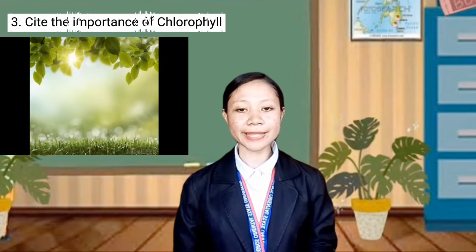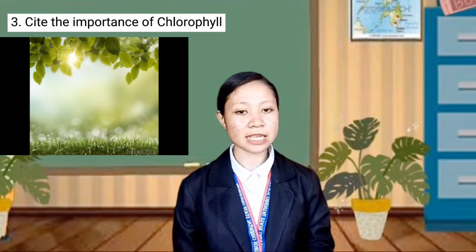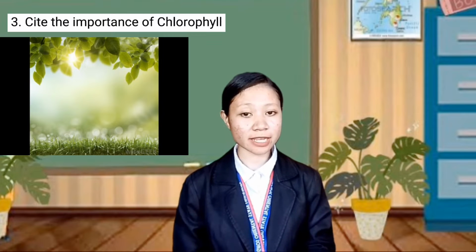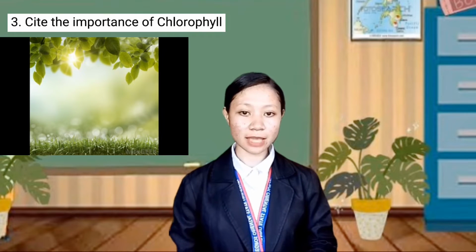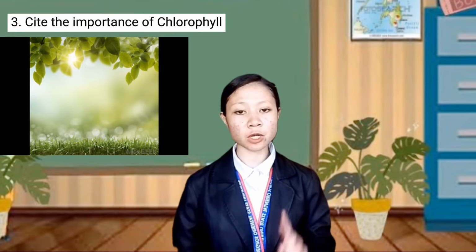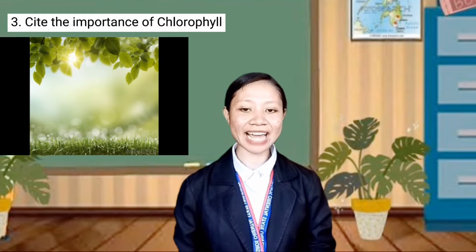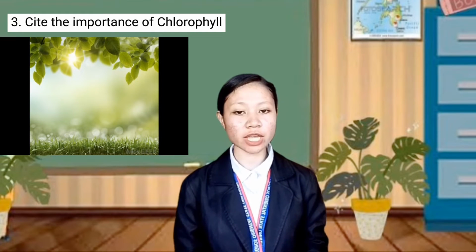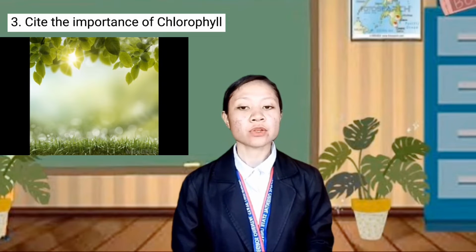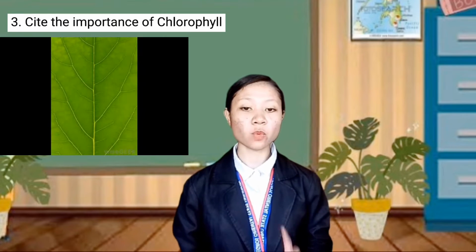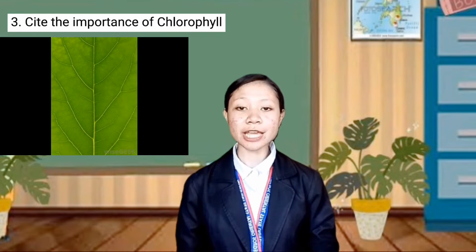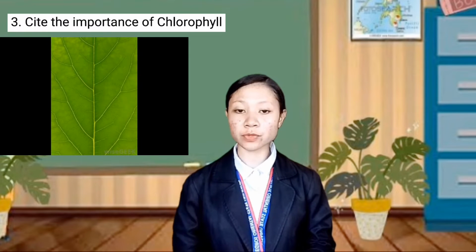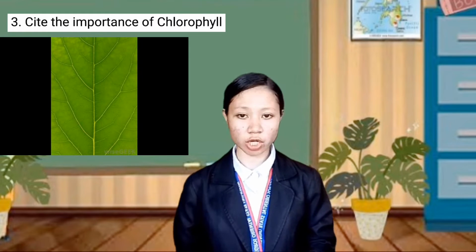Third question, which asks: cite the importance of chlorophyll. Chlorophyll is essential for photosynthesis. It serves two primary functions in the photosystem. The major functions of chlorophyll are to absorb light and to transfer that light energy into chemical energy. There is more than one type of chlorophyll. Each type plays a different role and has a unique chemical structure.